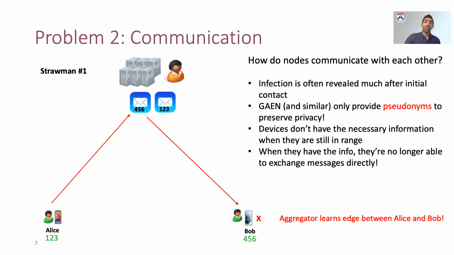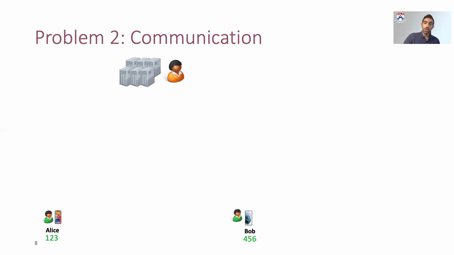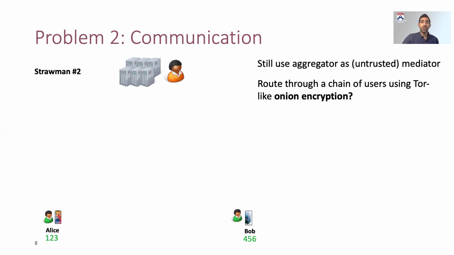But in this case, the aggregator exactly learns who was close to whom, which is sensitive information. All right, so let's try something else. We could still use the aggregator as an untrusted mediator, but route through a chain of users using onion encryption. So this might look something like this.